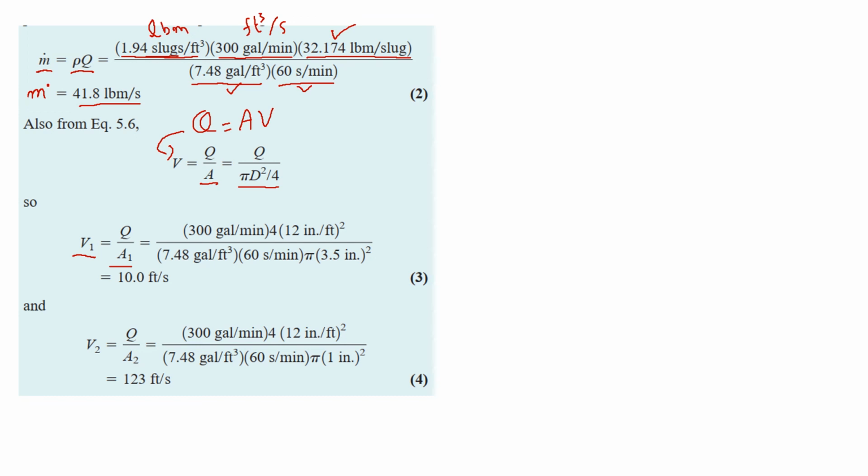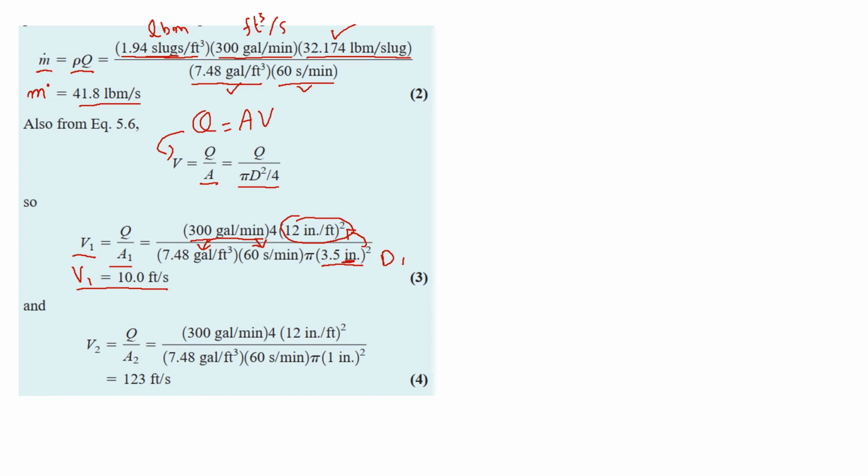So area here is pi d square by 4, and in this case this will be d1. It is in inches, so it needs to be converted into feet, which is why this term is here in the equation. And this is the 300 gallons per minute, the volumetric flow rate. To convert it into cubic feet, this term is used, and per second, this term is used. So overall we get our velocity v1 equal to 10 feet per second.